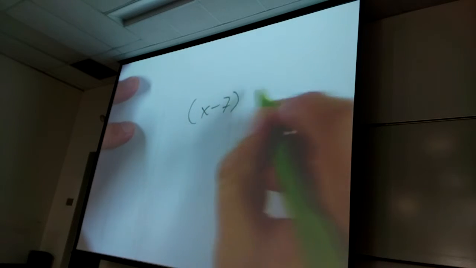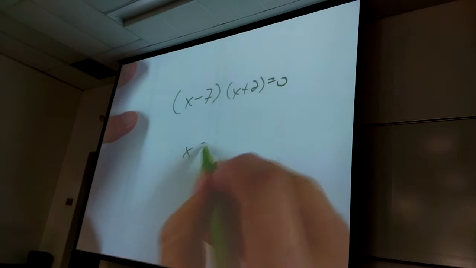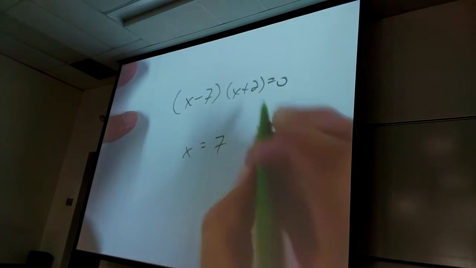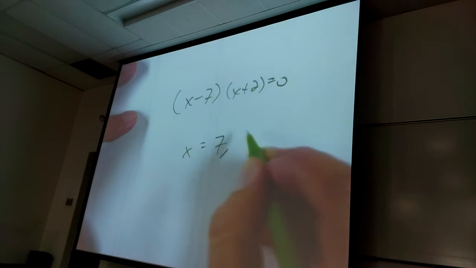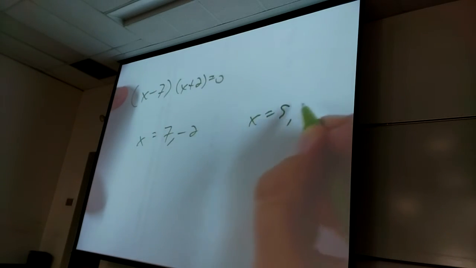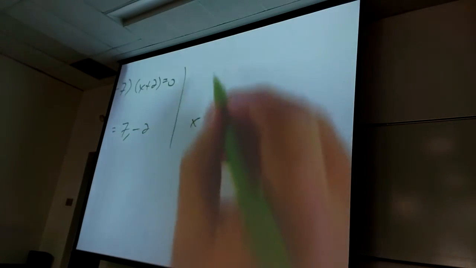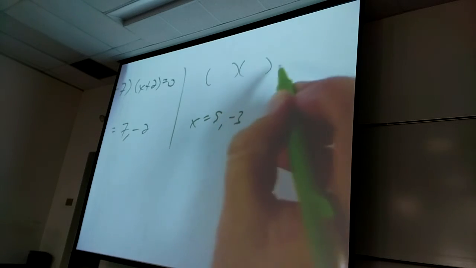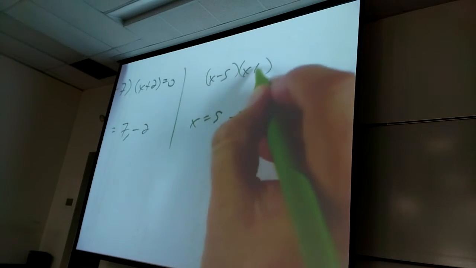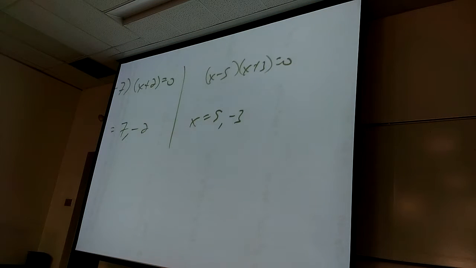All right. What are the answers to this? Excellent. x equals 7, you flip the sign, and 2. So if I said x equals 5 and negative 3, and I just saw that that's the answers they got, what must the equation have been? x minus 5 times x plus 3. Because that's, of course, what would lead to those. Okay. I like it. Cool. So now you know how to do that part in reverse.